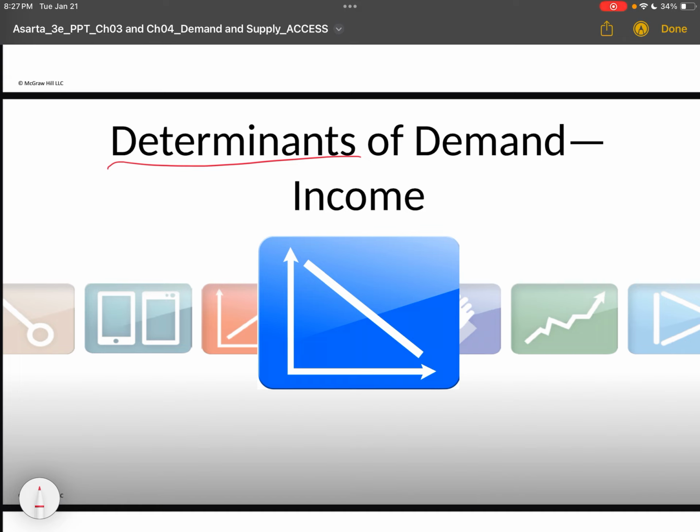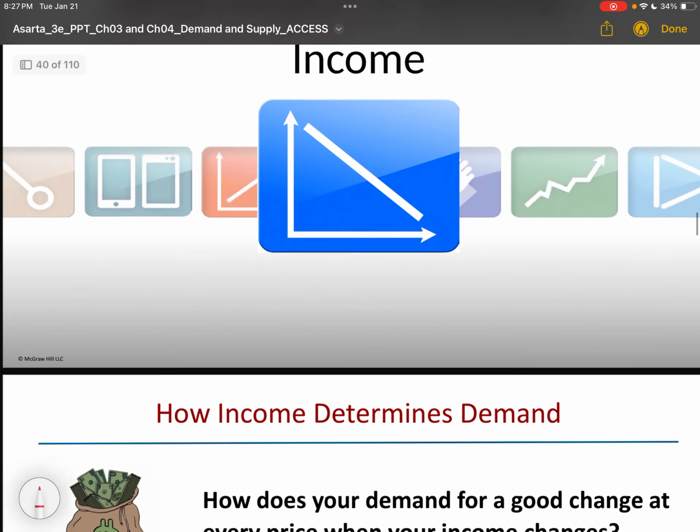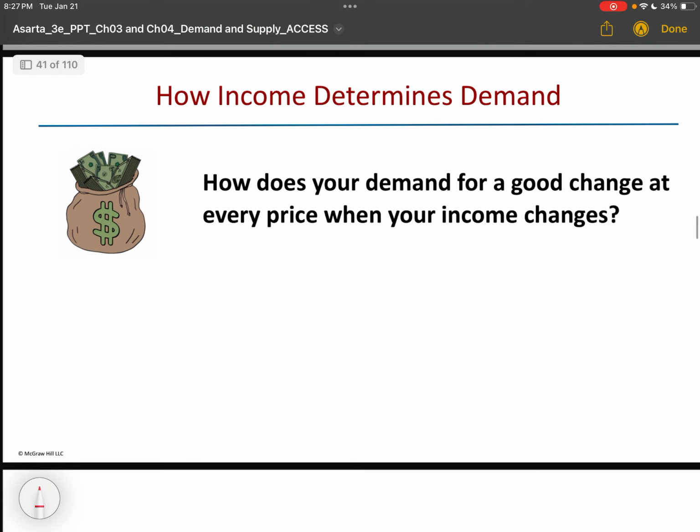So the two slides you just saw were showing us how to draw shifts of the entire demand curve or movements along the demand curve. It was just getting us to learn how to draw it, right, to be comfortable. Now here we do a bit more work. We want to learn about the factors that influence the demand curve. Income is one of those factors.